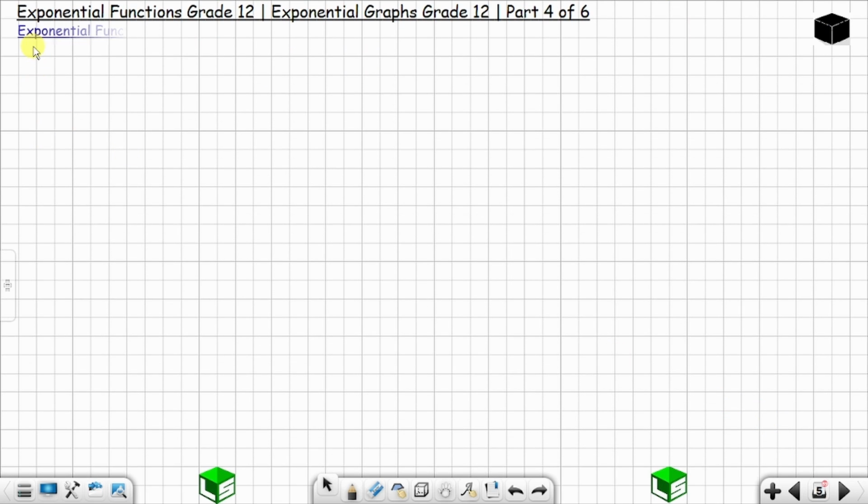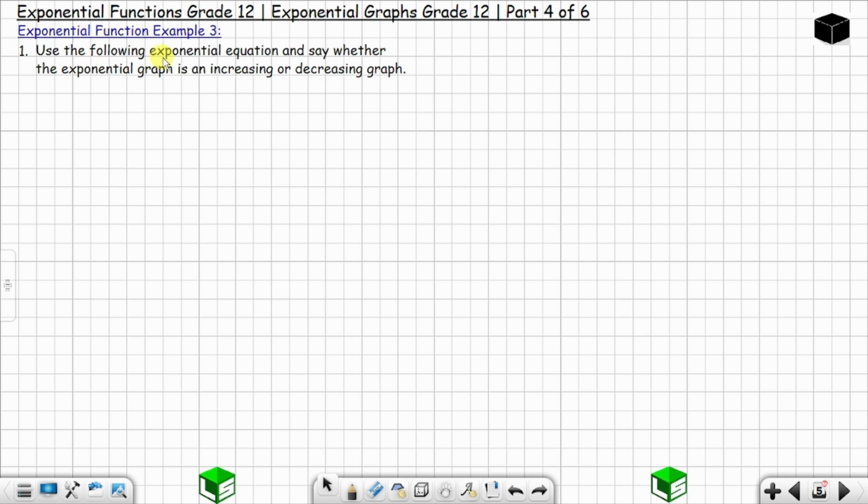Now example number 3. So you have exponential function example number 3. We have two questions. Question 1, use the following exponential equation and say whether the exponential graph is an increasing or a decreasing graph. This is the equation that you are given. Question 2, sketch the exponential graph. So you have two questions here.